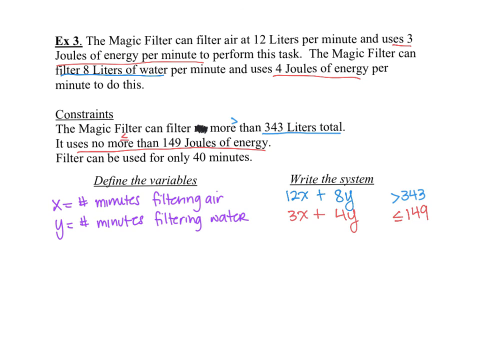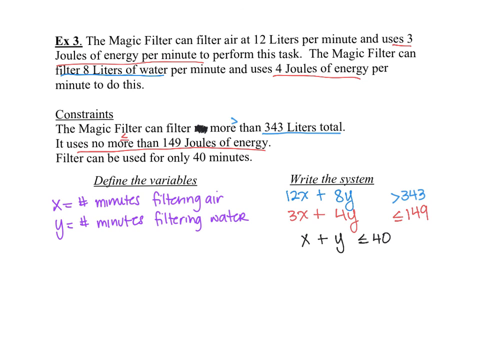Let's see what else. The filter can be used for only 40 minutes. So the number of minutes for the air plus the number of minutes for the water, only 40 minutes means I could use 40 minutes or less, so it must be less than or equal to 40. Okay, those are my 3 constraints that they gave me.